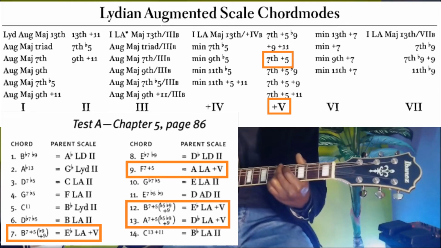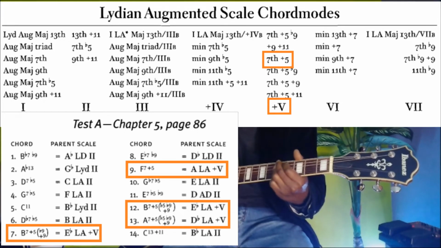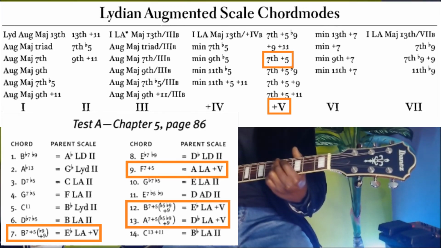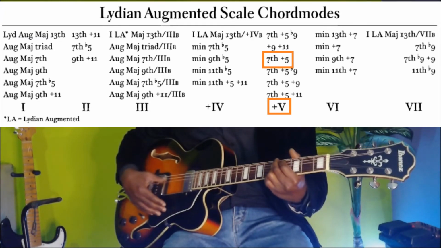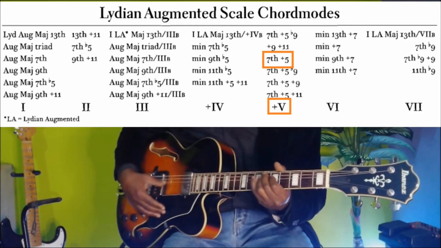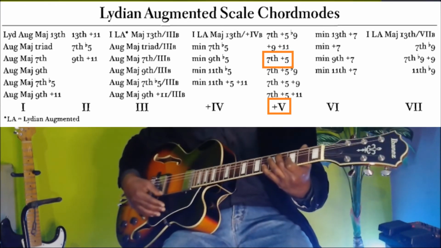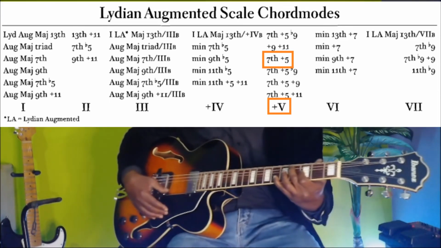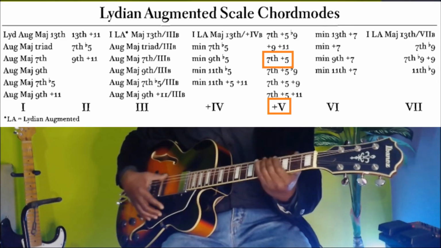D flat Lydian augmented. Because from this A, well, 1, 2, 3, 4, 5. See, D flat Lydian augmented. So that means this chord, all these chords.